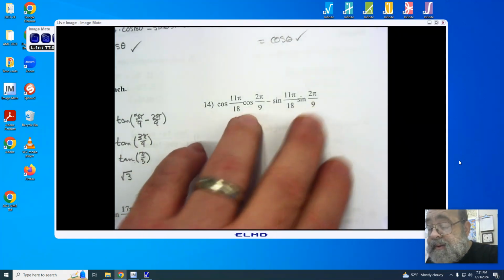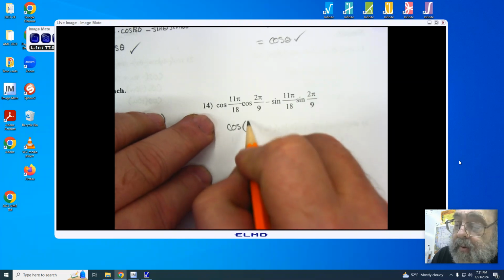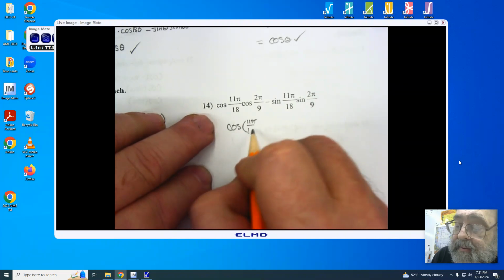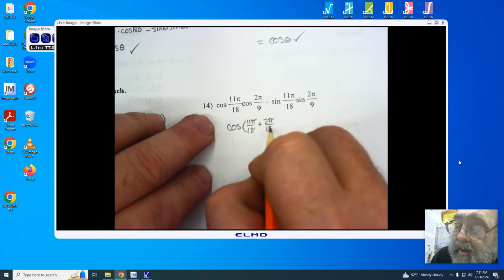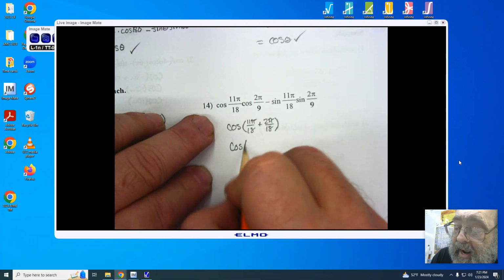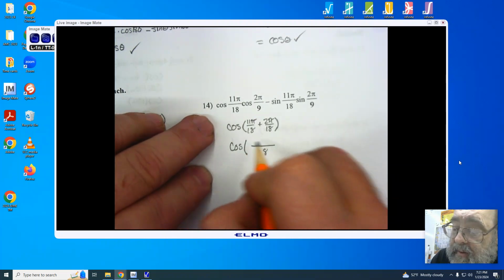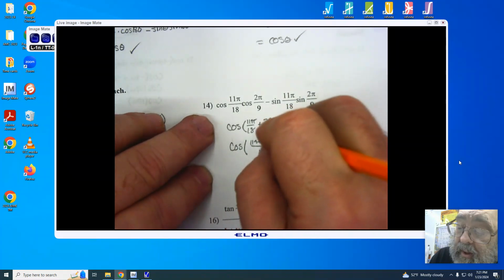Cosine cosine minus sine sine. We know we are dealing with the sum of a cosine. So I have 11 pi over 18. I'm going to be adding 2 pi over 18, and I'm going to need to get a common denominator. That's 18ths. So I have 18ths, 11 pi plus, that's a 9, Mr. Lamb.